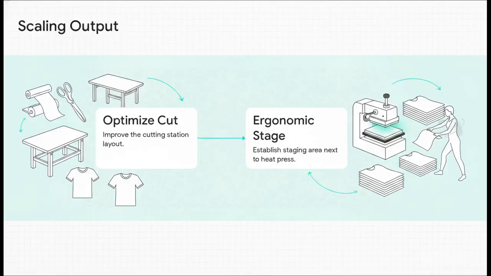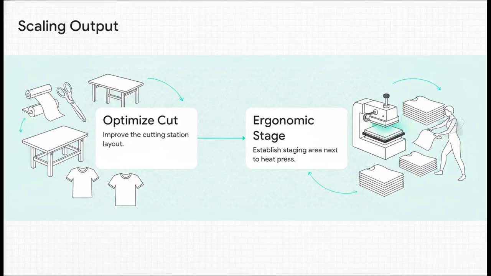So if finishing is the bottleneck, how are we increasing our actual units per hour output? Well, it's definitely not by printing faster. It's by optimizing the physical layout of the humans actually doing the work. Step one is to optimize your cutting station layout. You got to make sure operators have the exact right tools and plenty of table space.